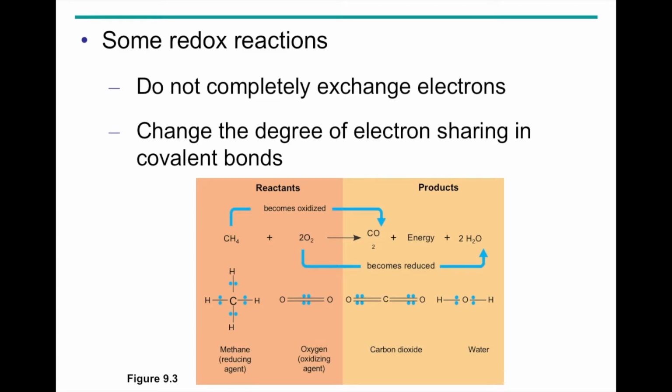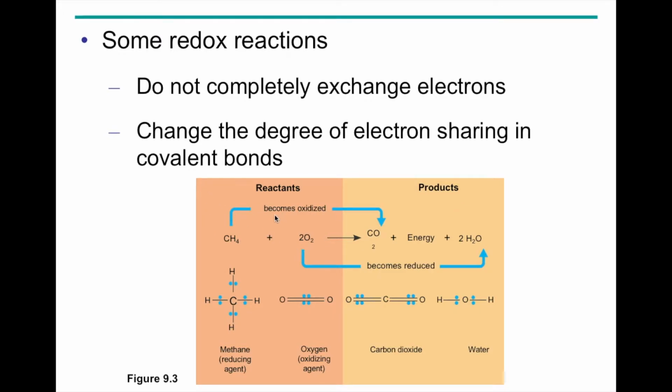However, some redox reactions don't completely exchange electrons. They can change the degree of electron sharing in covalent bonds. We'll have to talk about this a little bit more in class, is my guess, because most of you probably didn't do too much chemistry in middle school, which would have been talking about covalent bonds and understanding how to read all of these models. So we will need to discuss this further in class.